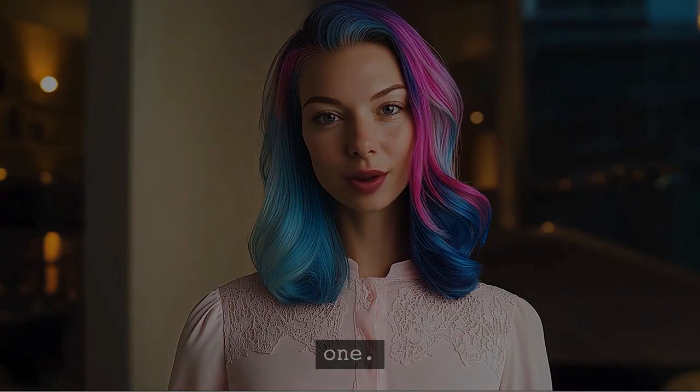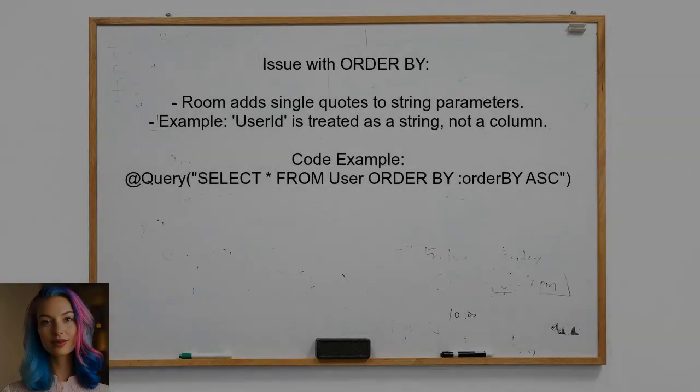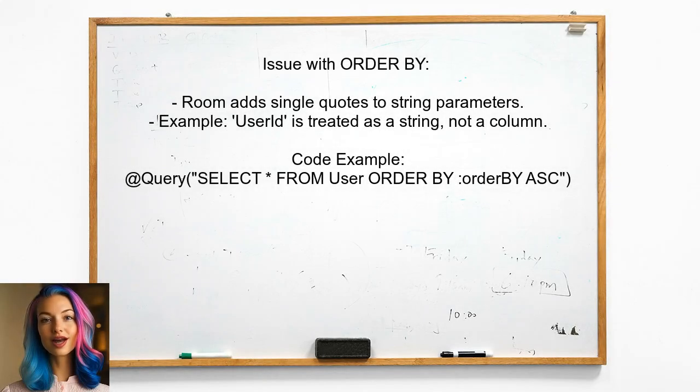Let's take a look at another one. A user points out that the issue with the order by clause is due to how Room handles string parameters. When you pass a string like user ID, Room adds single quotation marks, treating it as a string literal instead of a column name. This means the query won't work as intended.